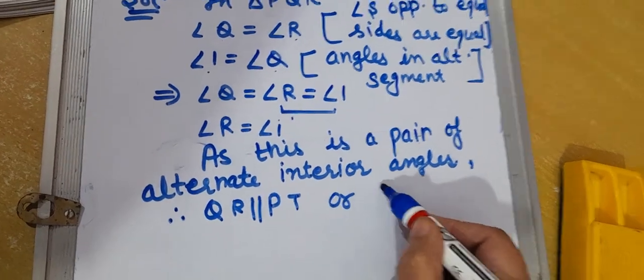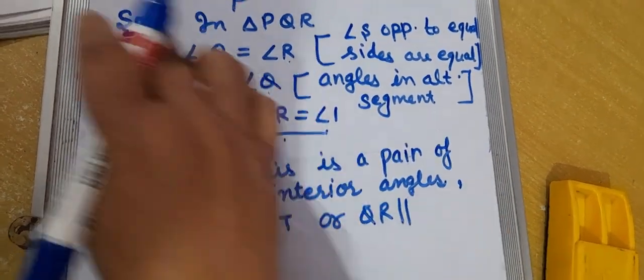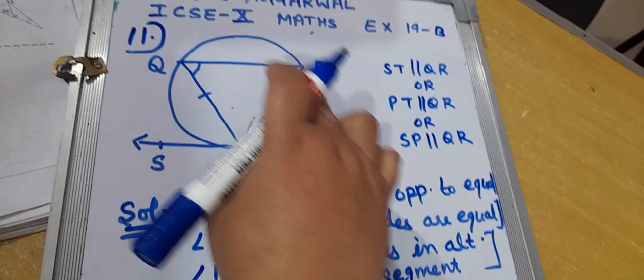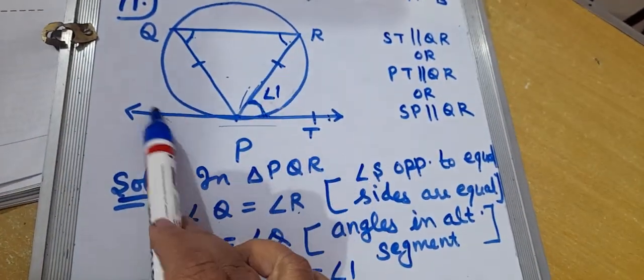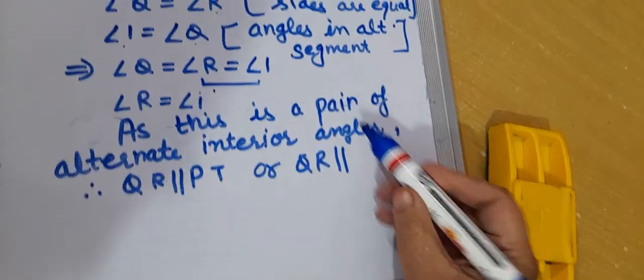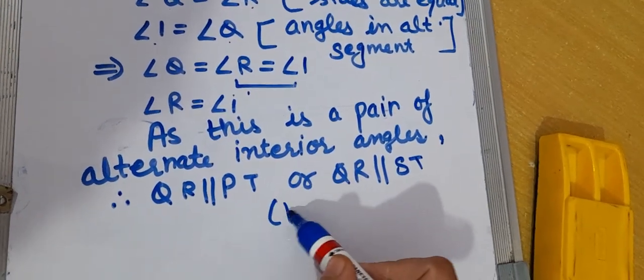Or we can say QR is parallel to this whole line, ST. QR is parallel to PT, it means QR is parallel to ST. Hence proved.